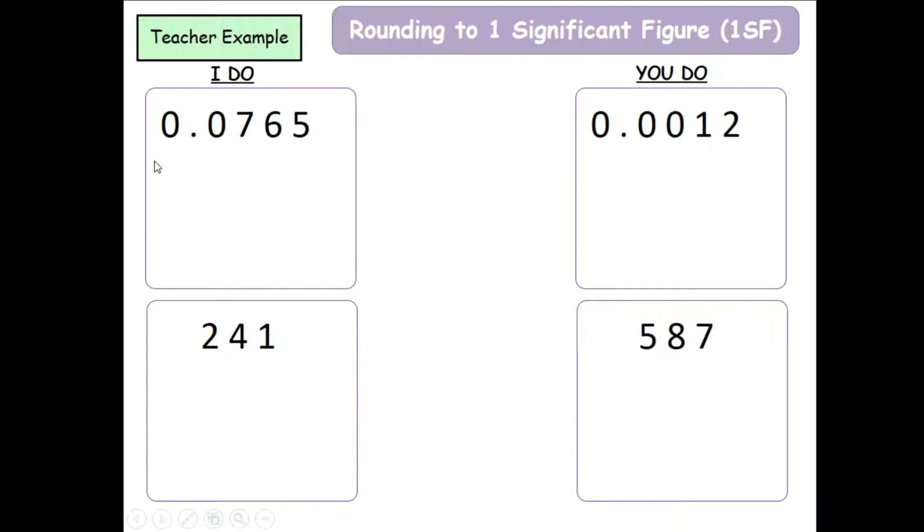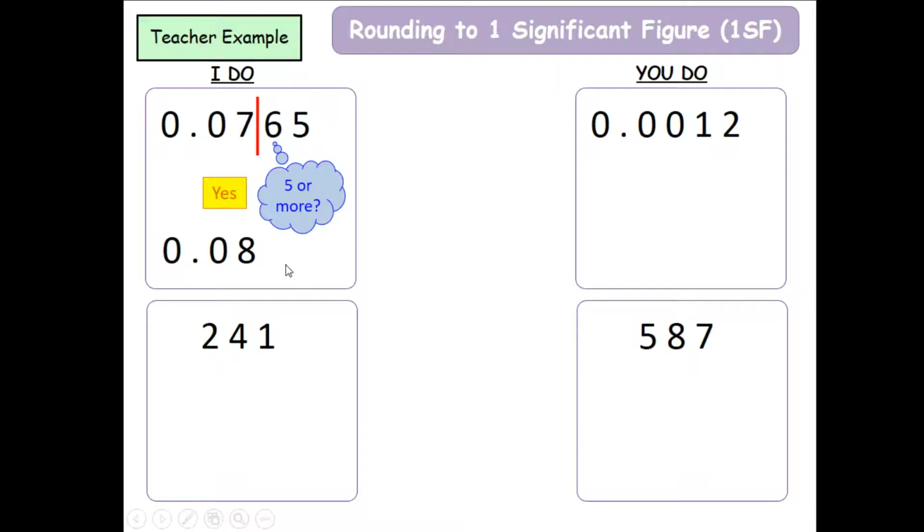Okay, so it said we need to start from the left, and it needs to be a non-zero digit. So my first significant figure in this number is the 7. So I need to draw a line between the 7 and the 6. Now I'm looking at my 6. Is my 6 5 or more? Yes. So I need to round up now. So my answer is going to be 0.08 and everything else turns into a 0. You don't need to write that down. So my answer is 0.08.